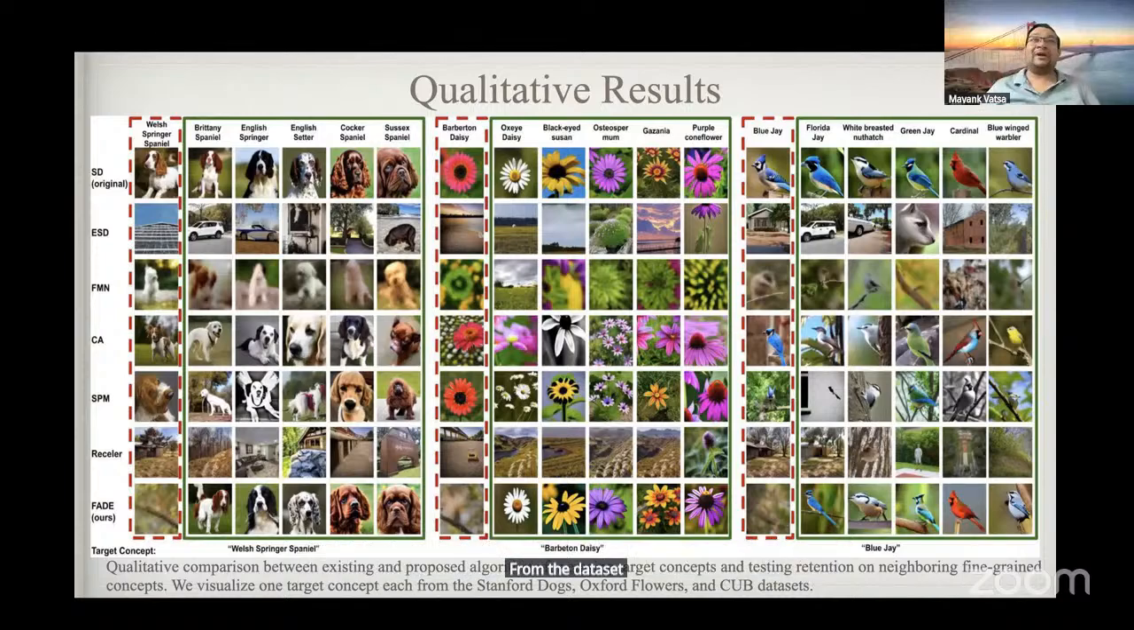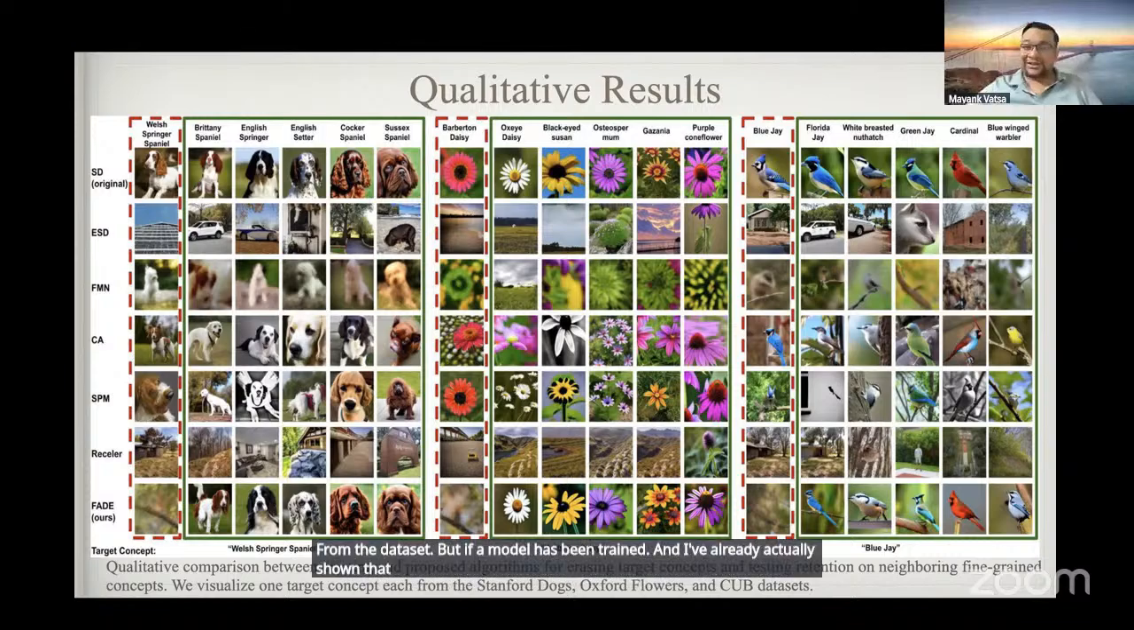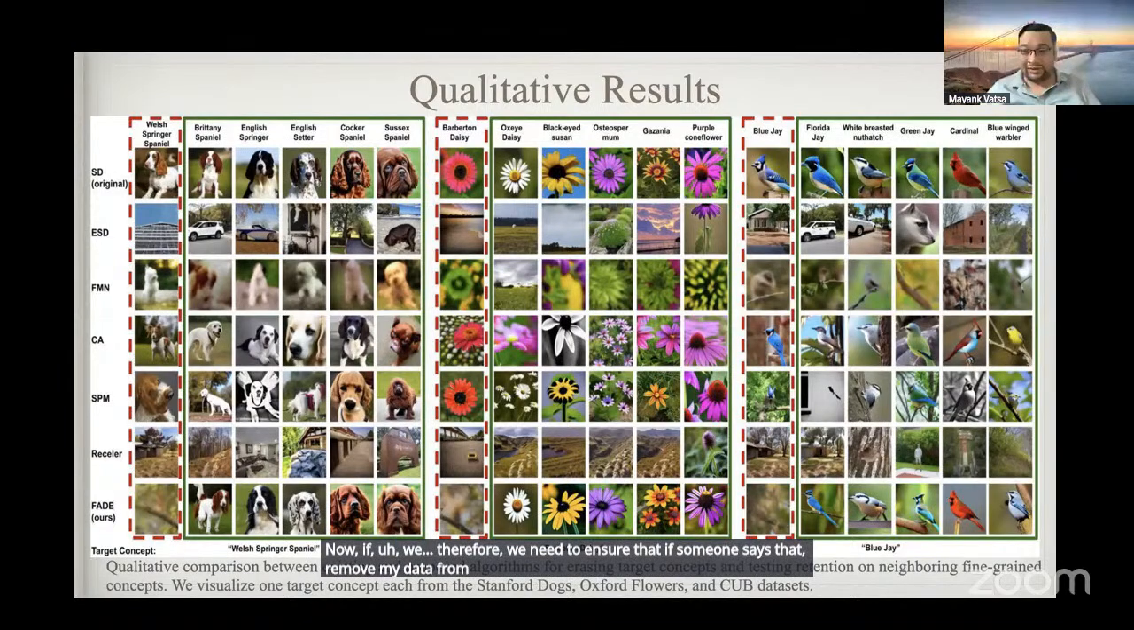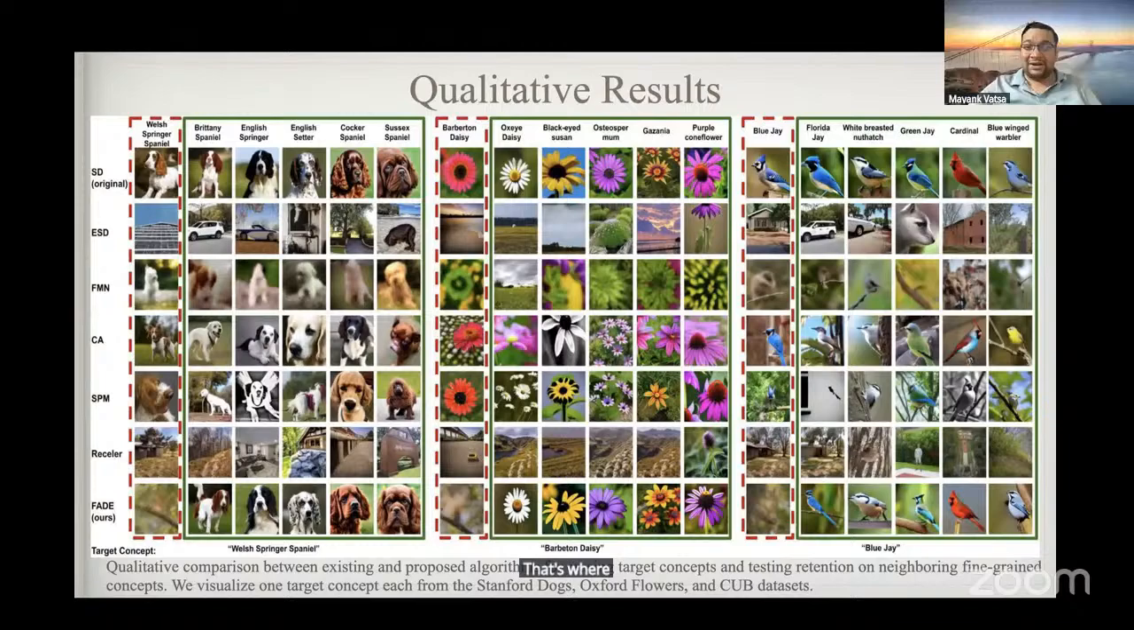But if a model has been trained, and I've already shown that the model can regenerate the samples it has been trained on, then we need to ensure that if someone says remove my data from your data set as well as the model, that's where the erasure or the unlearning comes into the picture at the model level, right? And if you talk about federated unlearning at a data level, then the guarantee should come at the data level. We are talking here about a guarantee or not a guarantee, at least the hope at the model level.